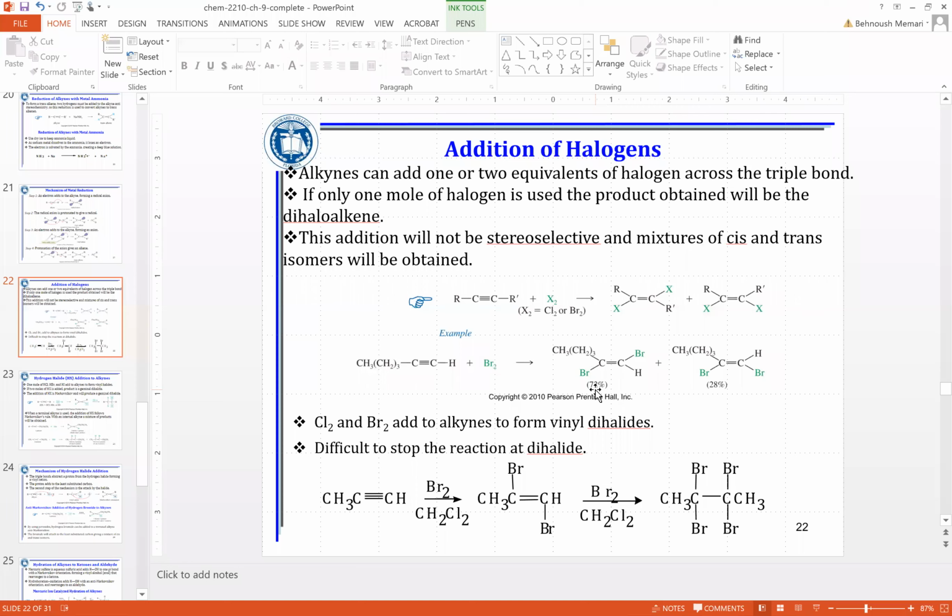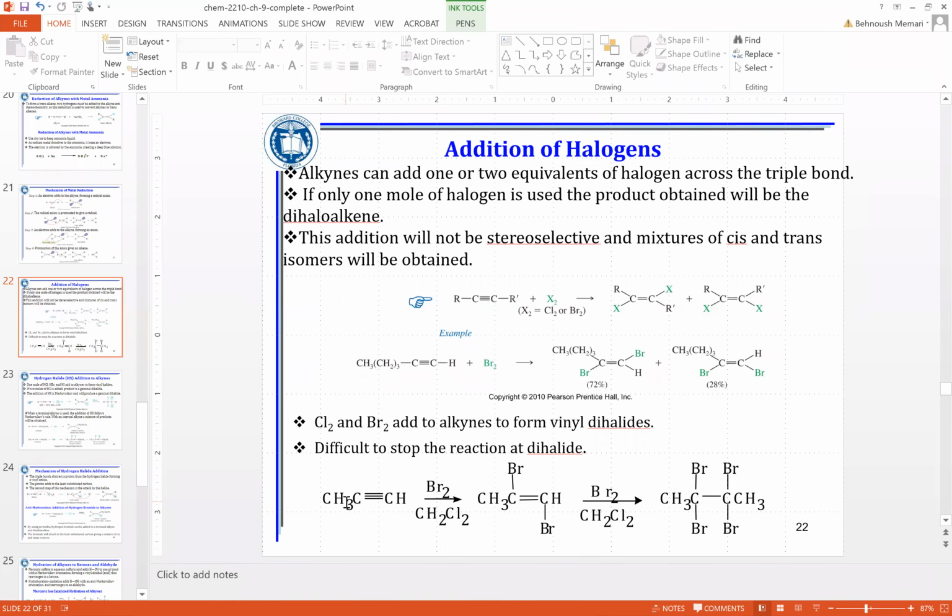If you add 2 molecules, both pi bonds break and you get tetrahalide. So your dihalide is going to change to tetrahalide, because the addition of bromine to a pi bond is so fast that this reaction is called the test for unsaturation. When you add bromine, it reacts right away with the pi bond.